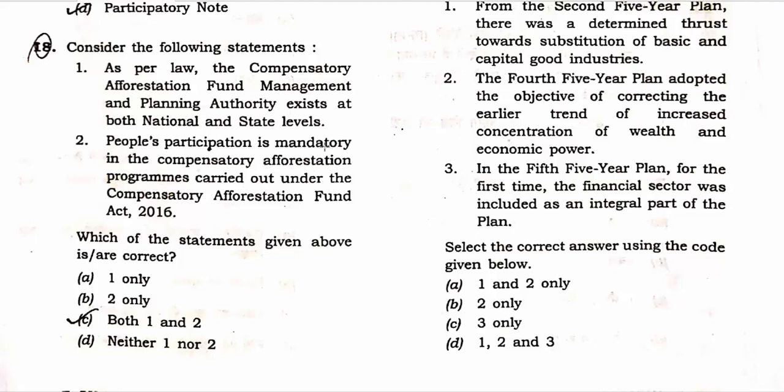So if you just see this term mandatory, then you would have sailed through your answer to be A, that is 1 only. So it can't be both 1 and 2.